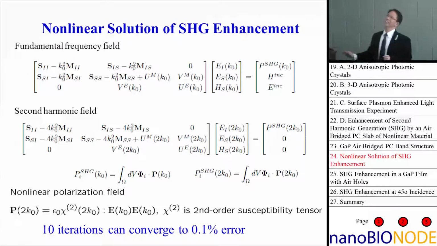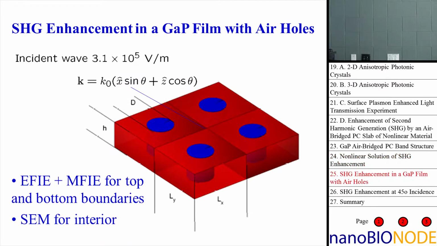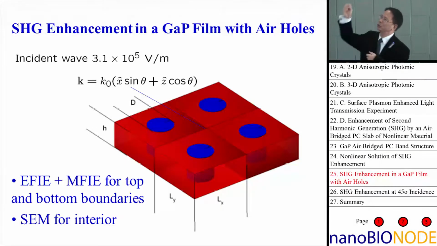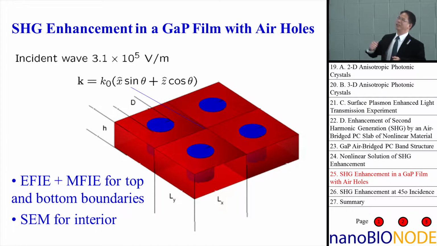Okay, so here I'm going to give an example on a thin film. Okay, this thin film is made of gallium phosphide. And if you just use the uniform thin film, the second harmonic generation is very weak. Okay, so we want to enhance this by using the photonic crystal. So we just drill air holes on this thin film, and we want to see how these air holes will affect the second harmonic generation.